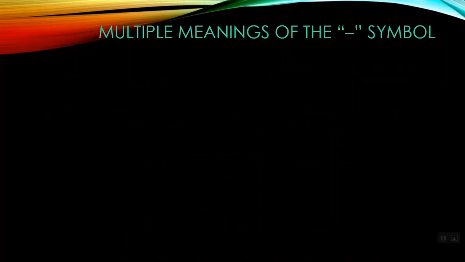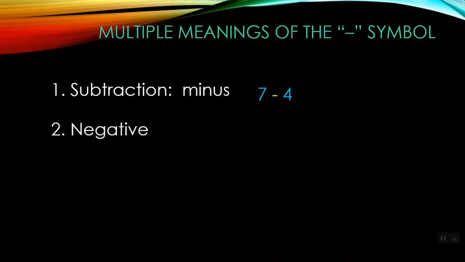We're going to talk about various meanings of this dash symbol. The first meaning is probably the most familiar to you, subtraction. When we see the situation in which it's subtraction, we're going to use the word minus to read it. So when we see that dash symbol between two numbers, it's indicating subtraction. We would read that aloud, 7 minus 4. But it also means negative. So when we see it in front of a number like this, that's indicating that it is negative 4.